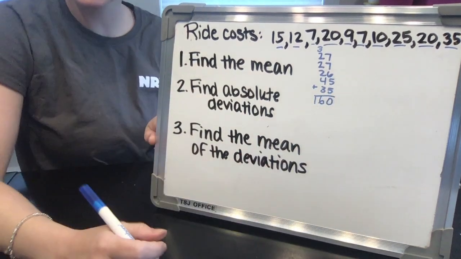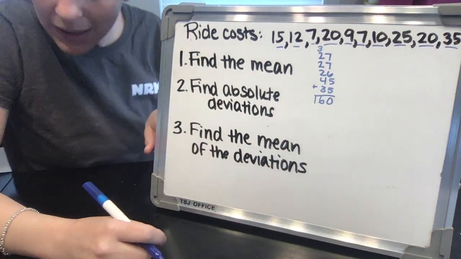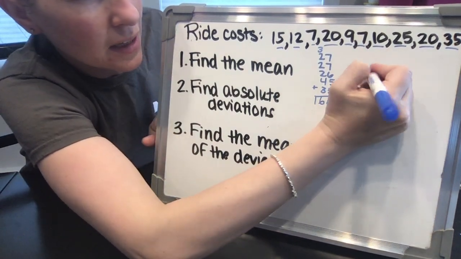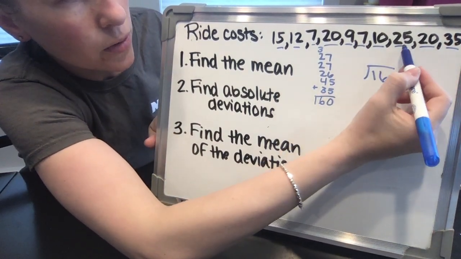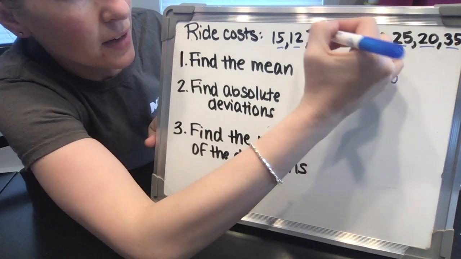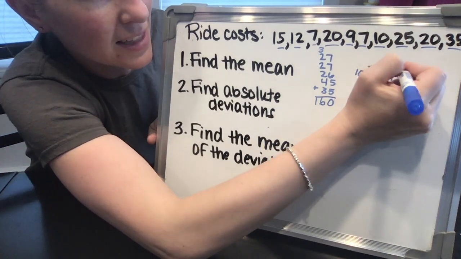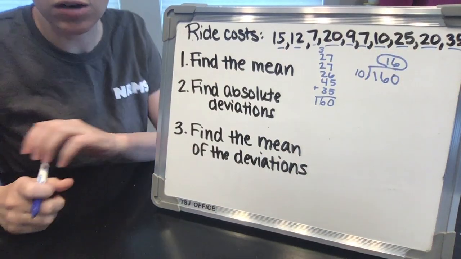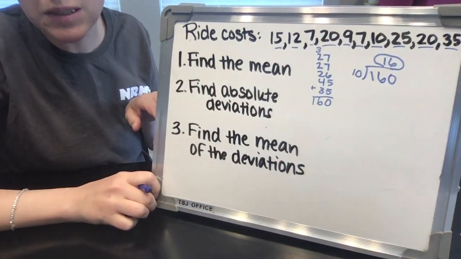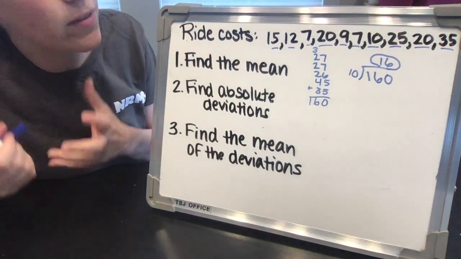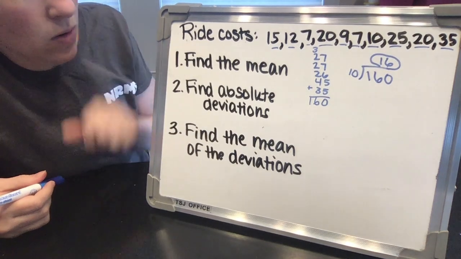I got 160. That would be really expensive if I rode all of those rides. 160 divided by 1, 2, 3, 4, 5, 6, 7, 8, 9, 10. I can do that mental math. That is $16 per ride on average. So these must be expensive rides, maybe like those fancy bungee jumping kind of rides. So we've got $16 as my mean or my average.